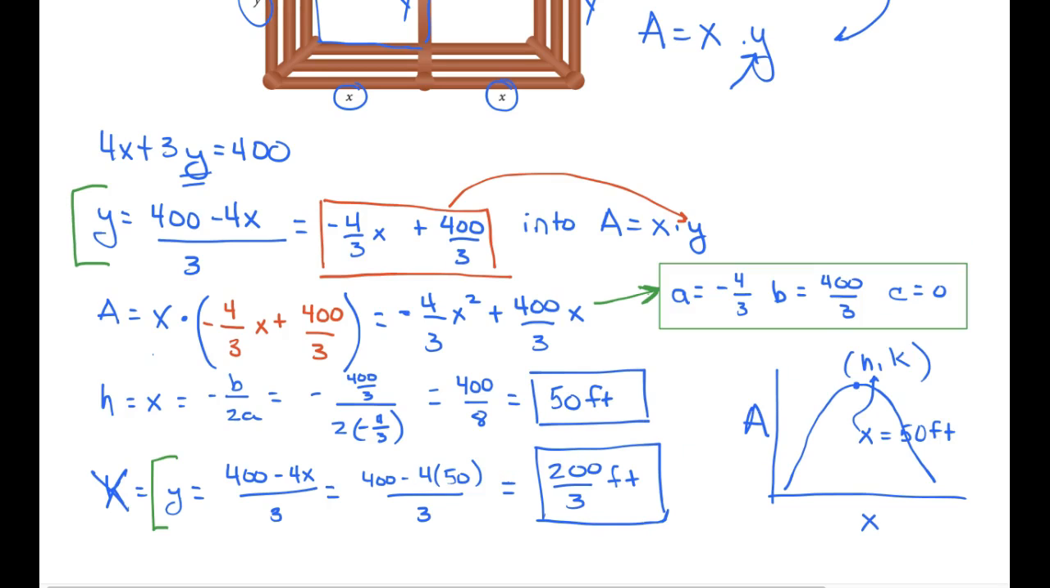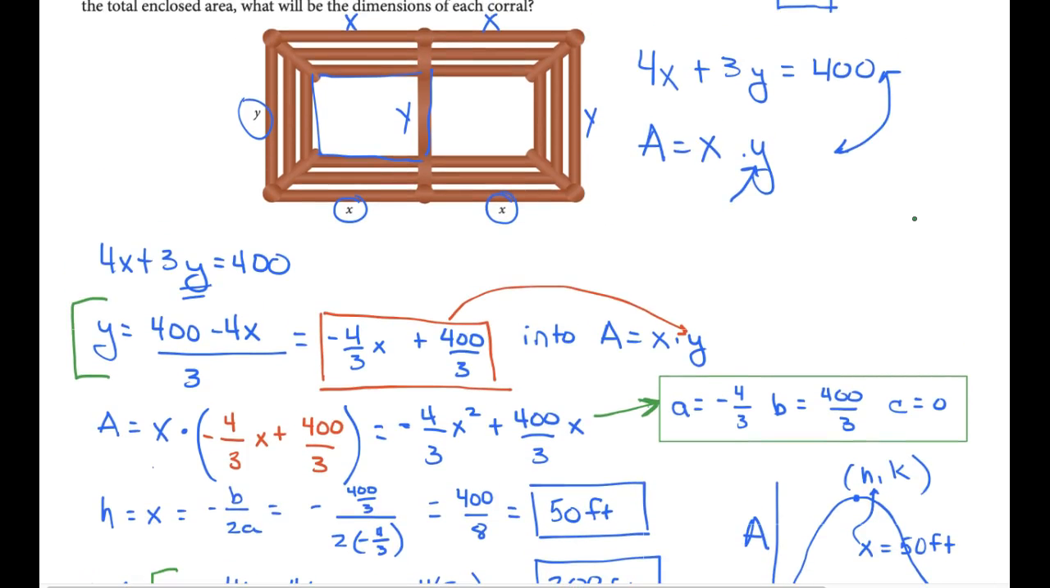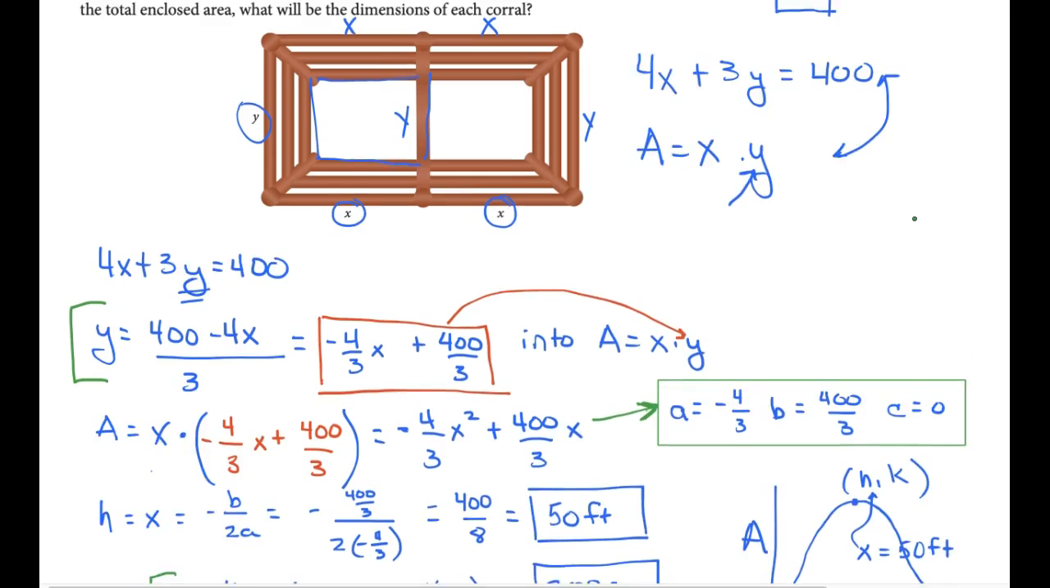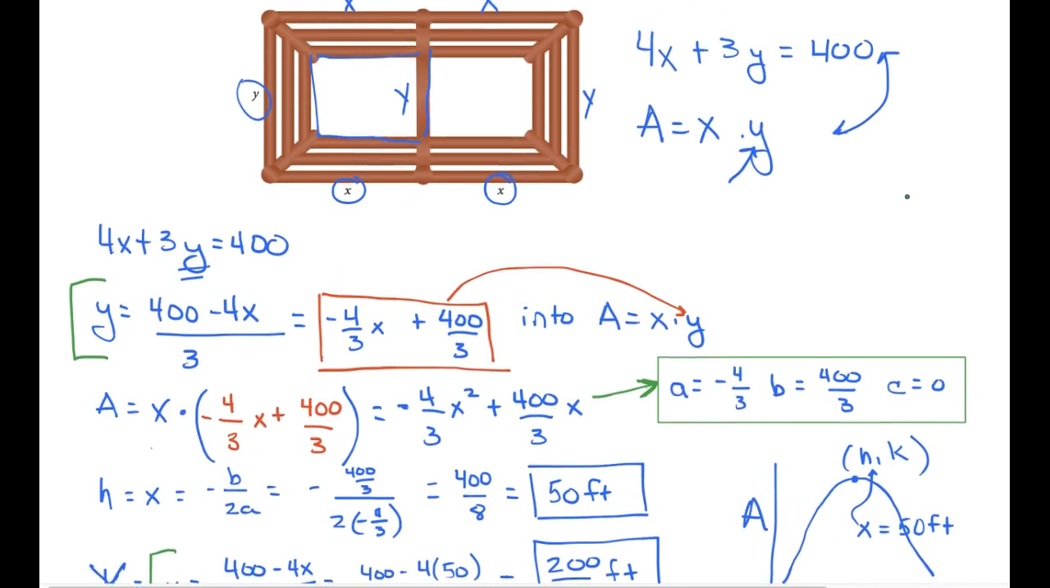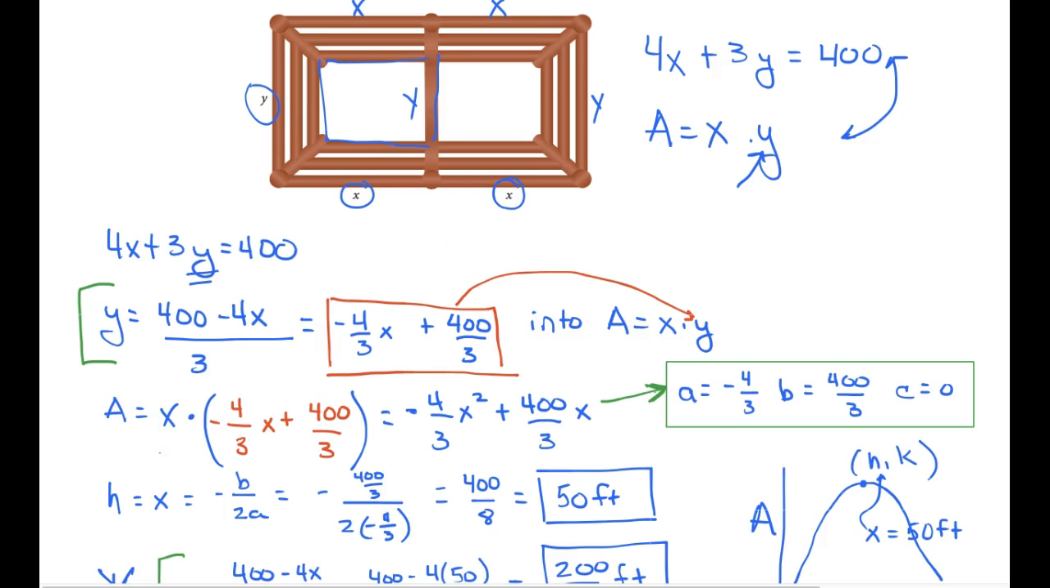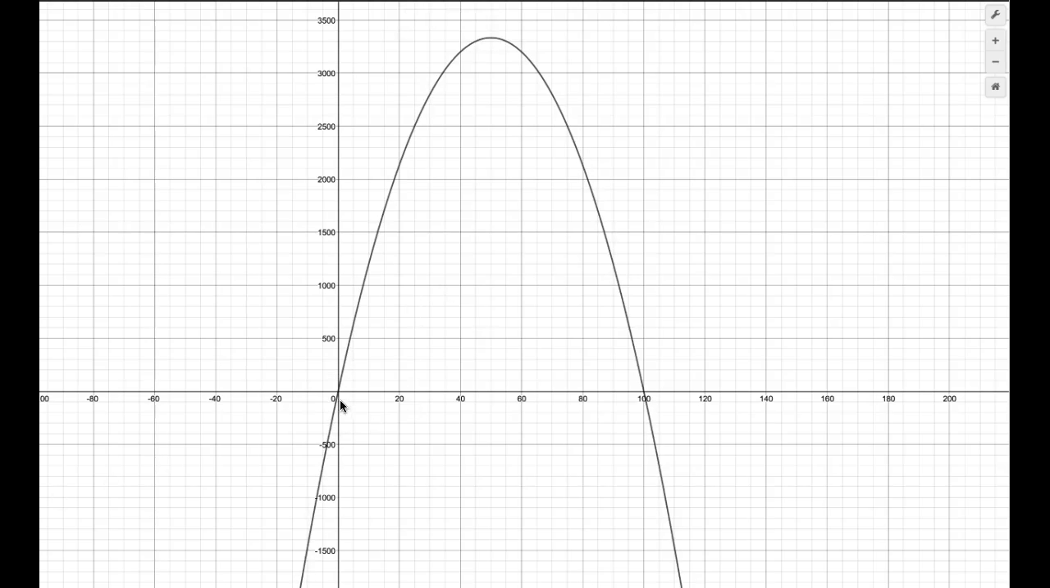So now we know the dimensions of this corral, and we know each x value and each y value. The x's are 50 feet, and the y values are 200 thirds. I graphed this as well so you could just see it. It crosses at 0 and 100. Those are the roots, and you end up with the maximum at 50 feet for x.